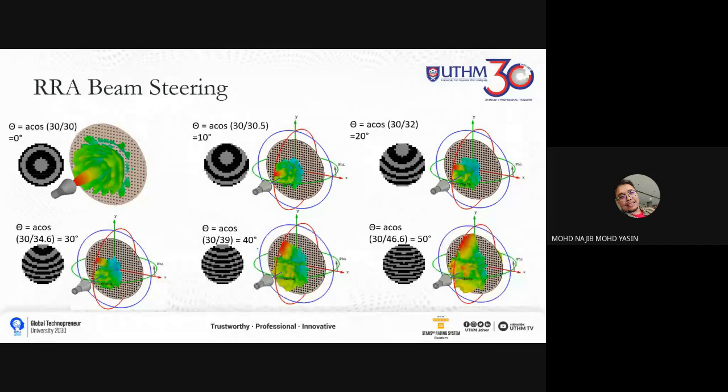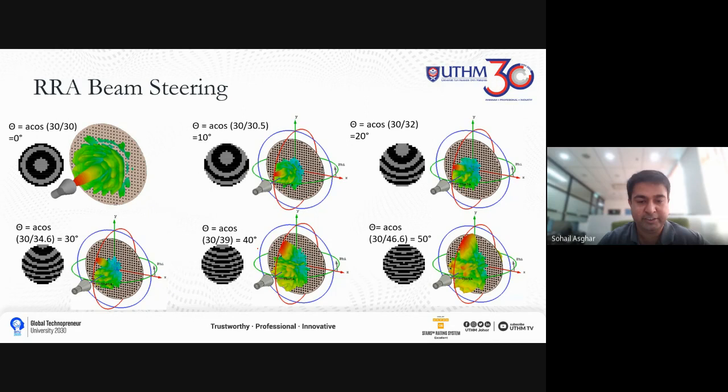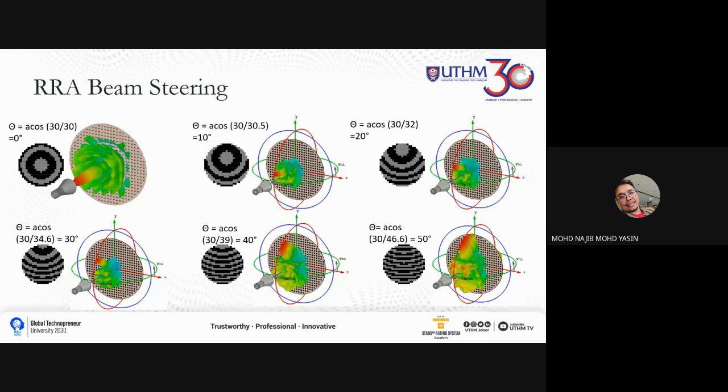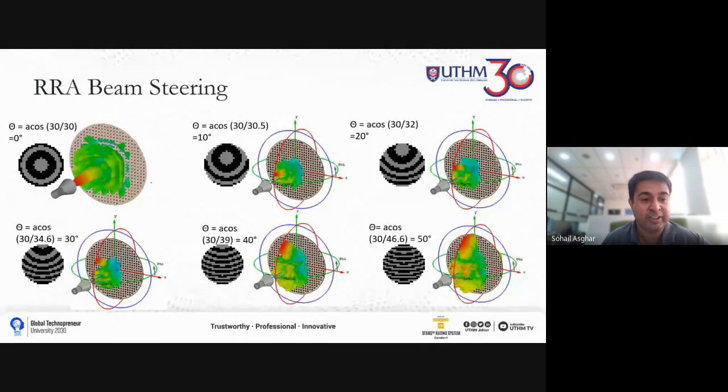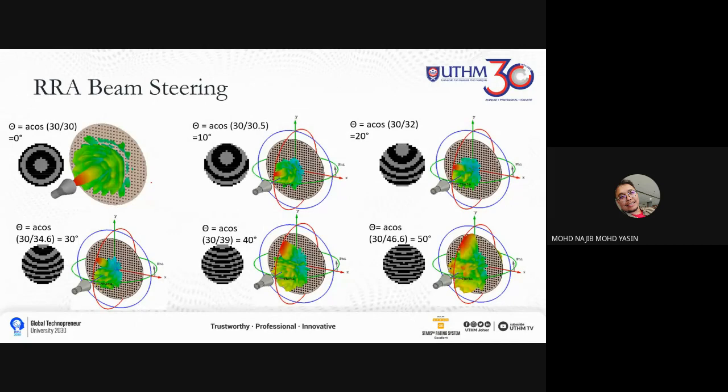What's the size of your array? The array size is 30 millimeters. I mean, the elements, 13 times 13 or what? You're in circles, right? How many elements in the circle? In the circle, I think around 900 or something. 900, so is it passive? It's an active element. You're going to put a voltage on each element. Yes, exactly.